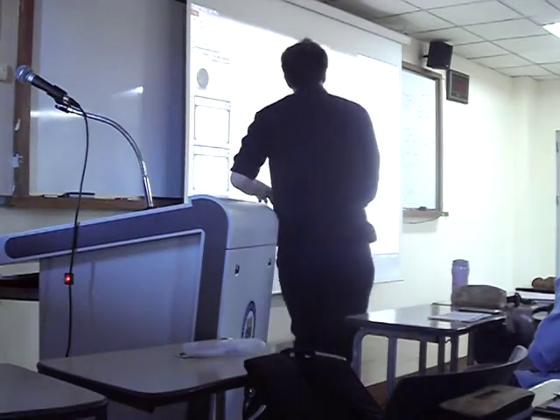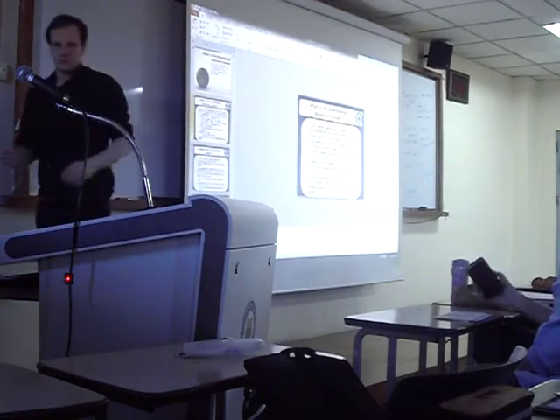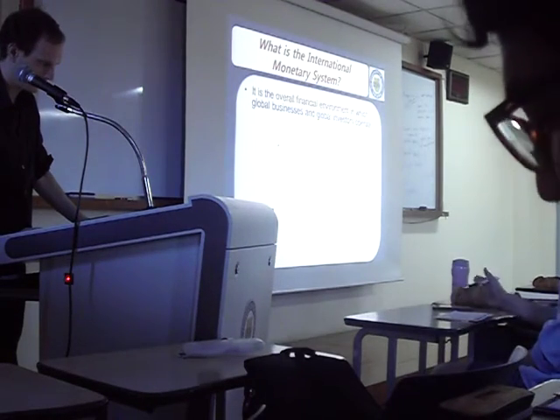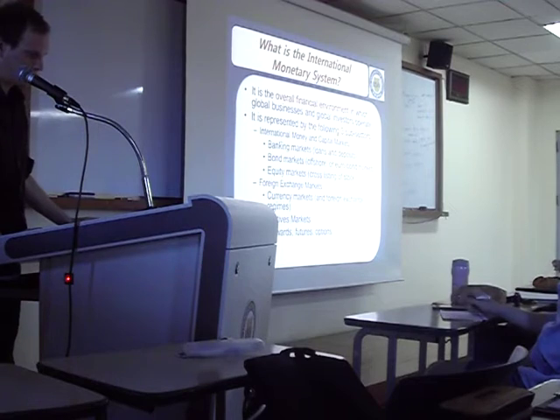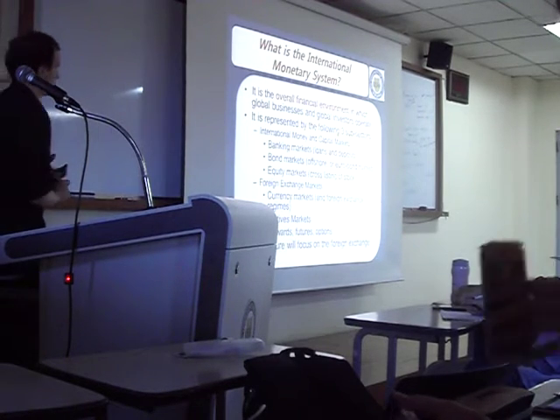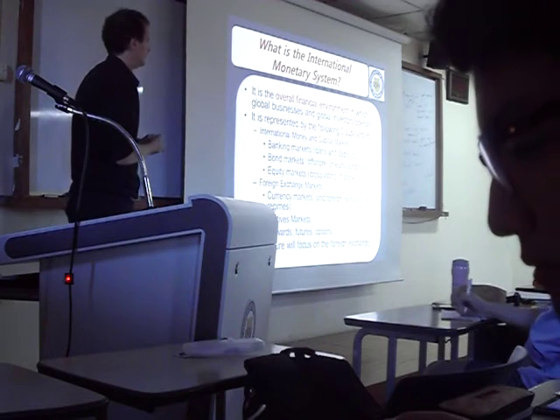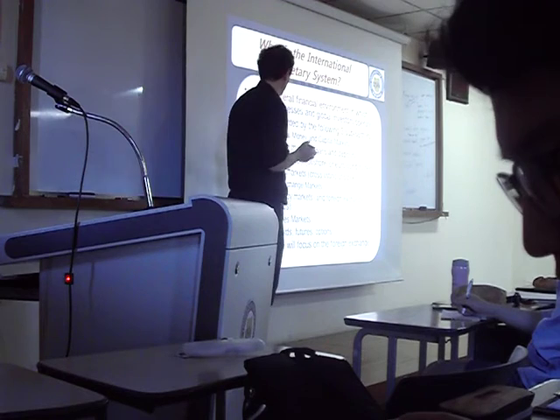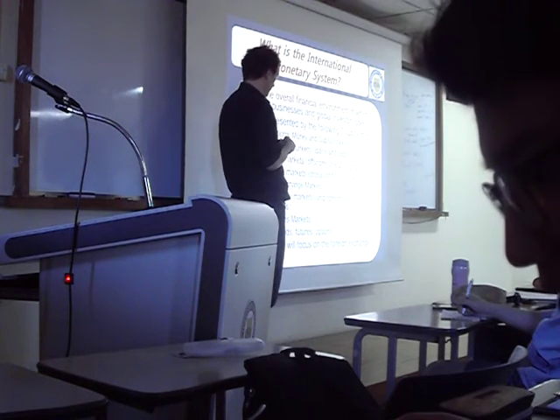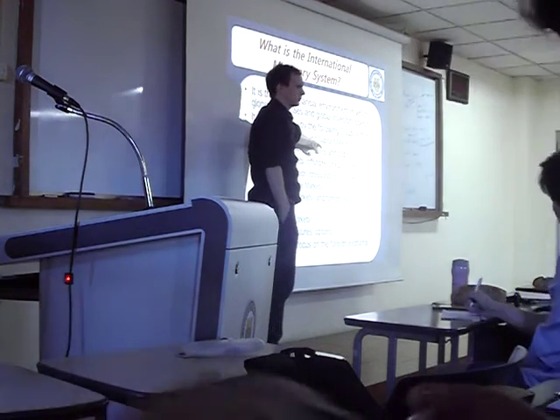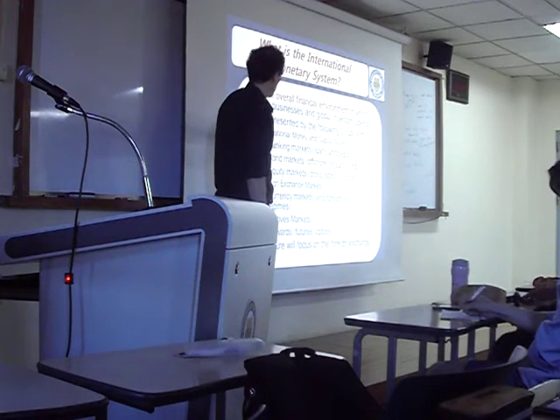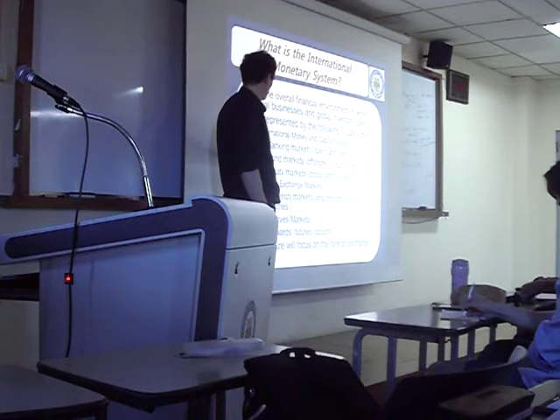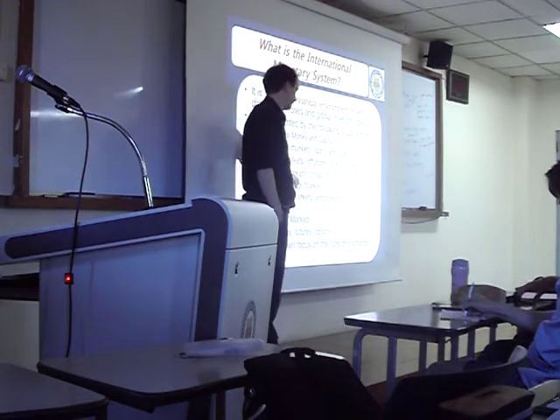Okay, so let's restart class. So we're talking about what the International Monetary System is. This is an overall financial environment where businesses and investors operate. We have three main subsectors. We have the money and capital markets. Capital is similar to money, okay? We have the banking market, bond market, and equity market. In equity, we have stocks, right?